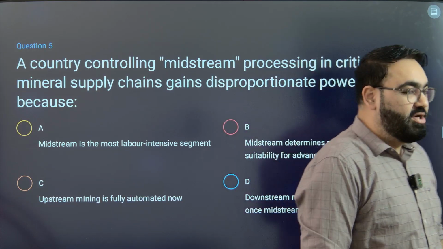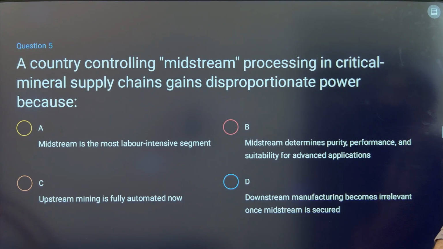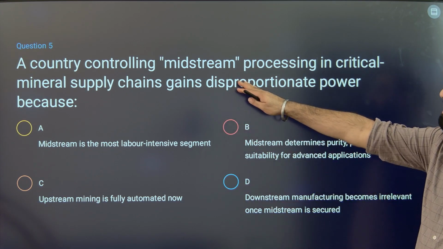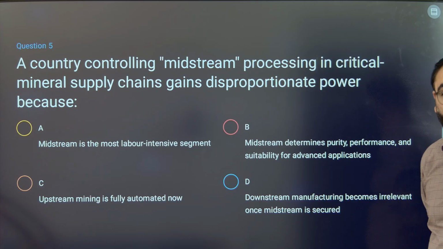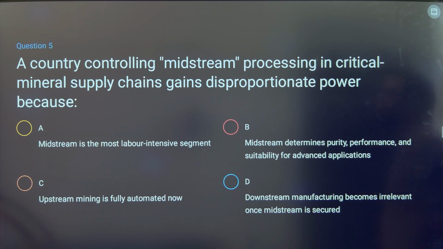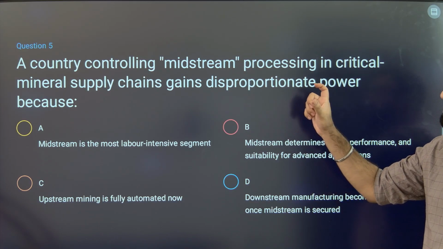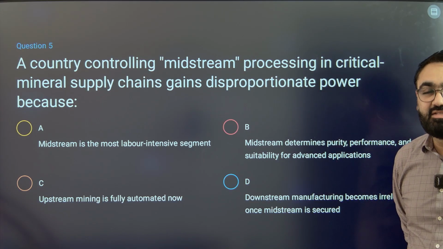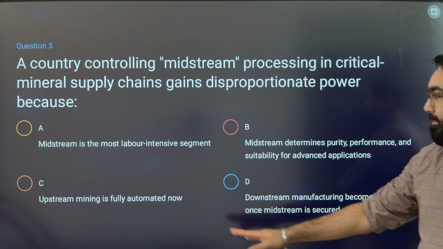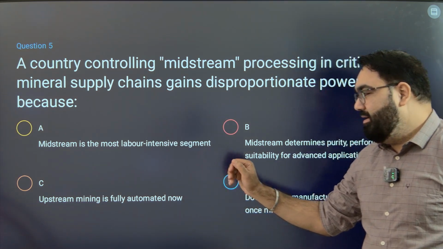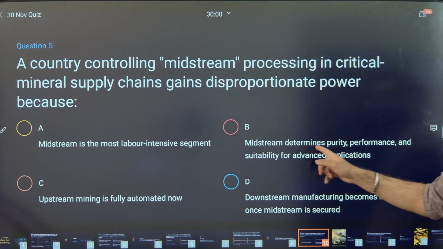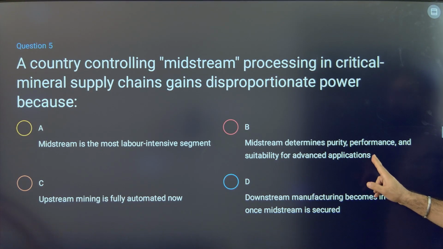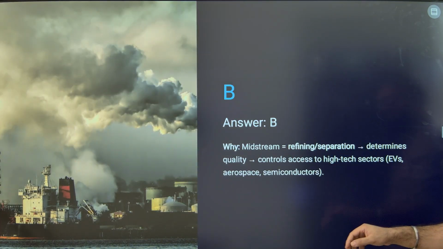Moving on then to question number 5. A country controlling midstream processing in critical mineral supply chains gains disproportionate power because... it's a very important question. Any country that controls midstream processing in critical mineral supply is very powerful. Why? Midstream is the most labor intensive segment. Midstream or upstream mining is fully automated now. Midstream determines purity, performance, and suitability for advanced applications.